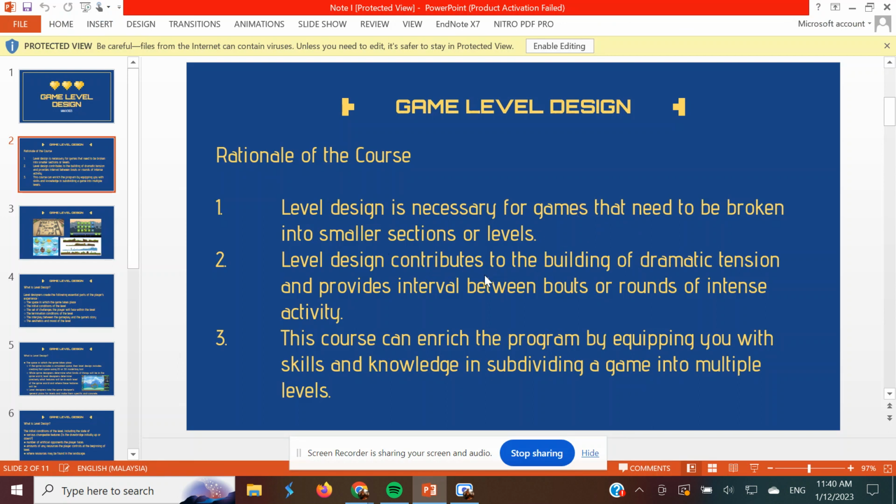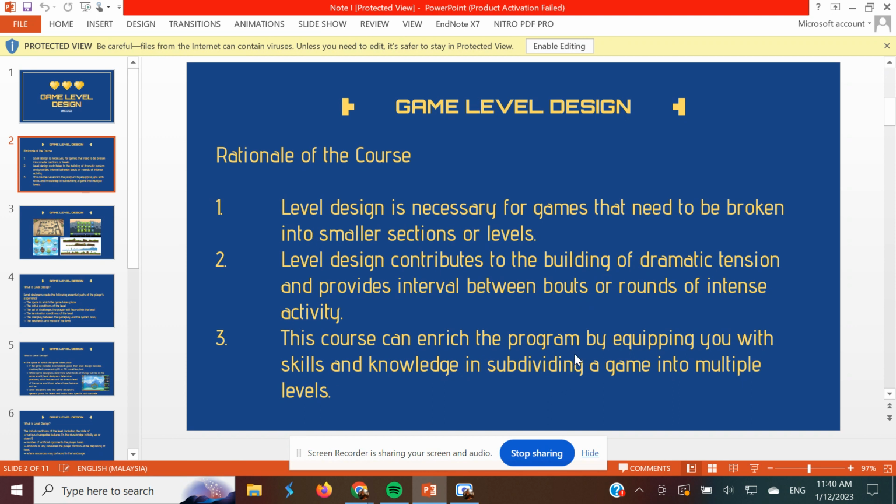Level design contributes to the building of dramatic tension and provides intervals between bouts or rounds of intense activity. So that's why I said earlier, you need to build buildings, resources, and everything, including a library and a weapons factory, for example, to create dramatic tension and provide intervals between rounds of intense activity. This course can enrich the program by equipping you with skill and knowledge in subdividing a game into multiple levels.